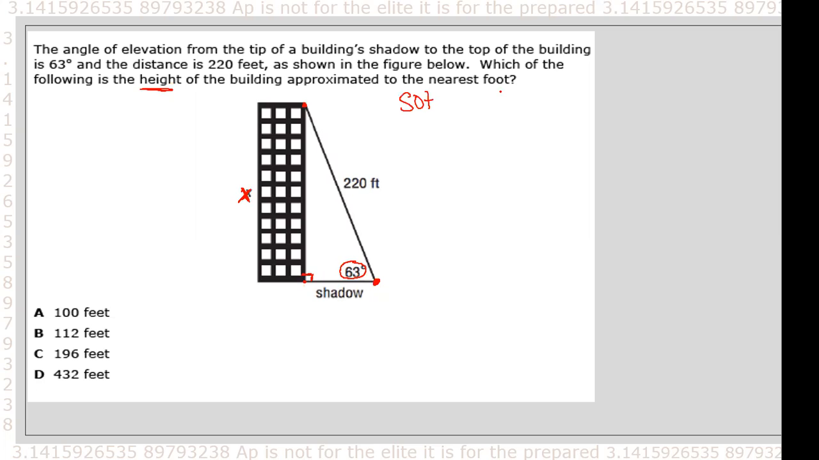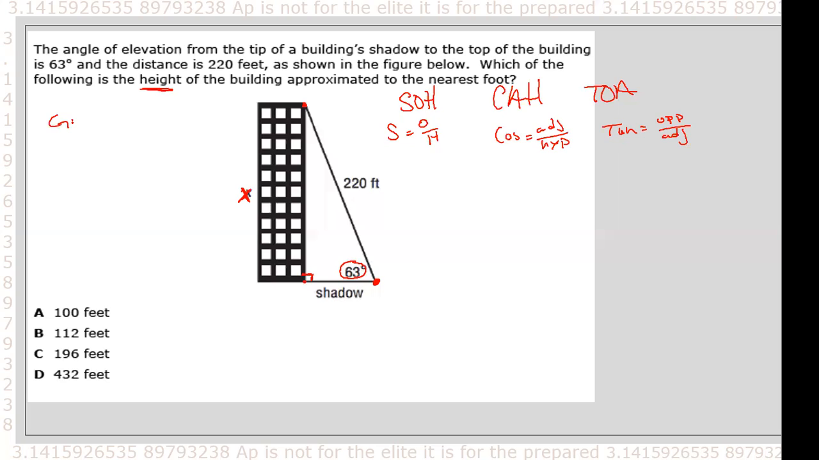So SOH CAH TOA. Sine is opposite over hypotenuse. Cosine is adjacent over hypotenuse, and tangent is opposite over adjacent. Okay, so let's see what we have.